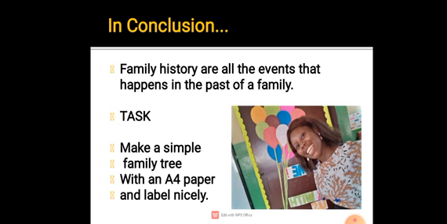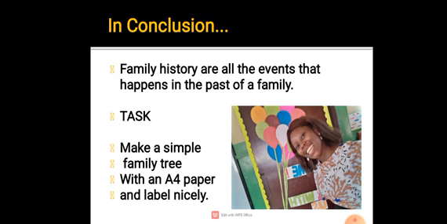Now, our task is very simple. Make a family tree with an A4 paper, okay? Don't stress it. I don't want you stressing yourself. Just make a family tree with an A4 paper and label nicely. What are you labeling? You are writing the names of the members of your family.